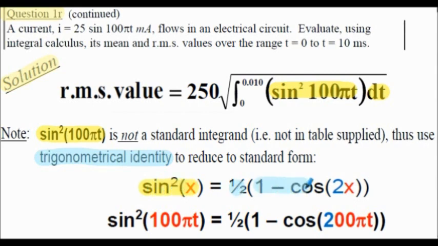in the bracket 1 minus cos 2x. So noting that x is equal to 100 pi t in this case, we now have a sine squared of 100 pi t on the left hand side is equal to the half 1 minus the cos of twice the x, so 2 times 100, that's 200 pi t. So this is now the function we will integrate on the next slide.